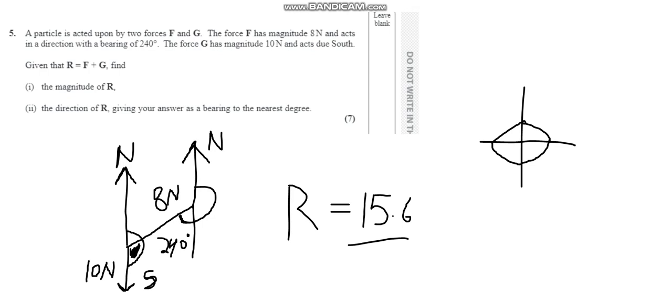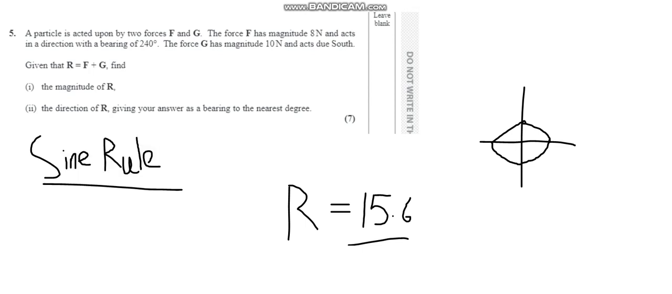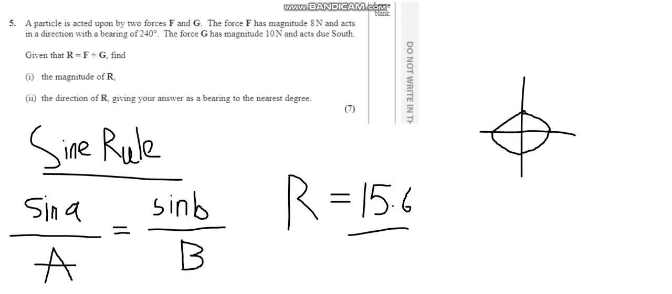Now moving on to the second part, the direction of R, giving your answer as a bearing to the nearest degree. So we'll utilize this value of R here. To find the direction of R, we know that we have been given sides, that's R, and either choice of side, the magnitude which is 8 or 10, and the corresponding angle, and we can use the sine rule. And the formula for the sine rule is, there you go, sin A upon a is equal to sin B upon b.